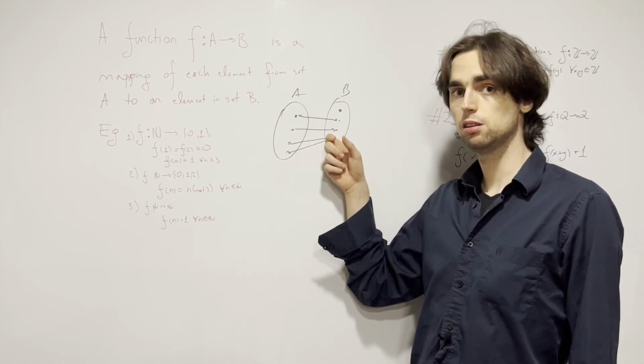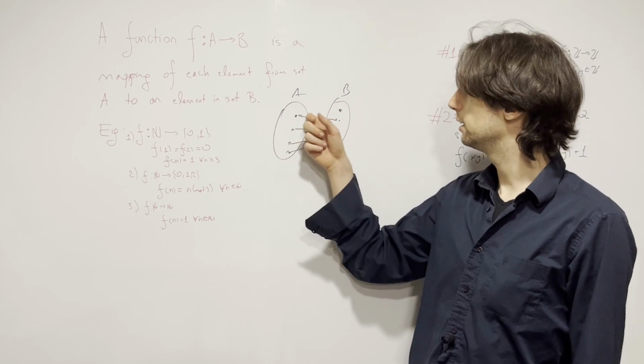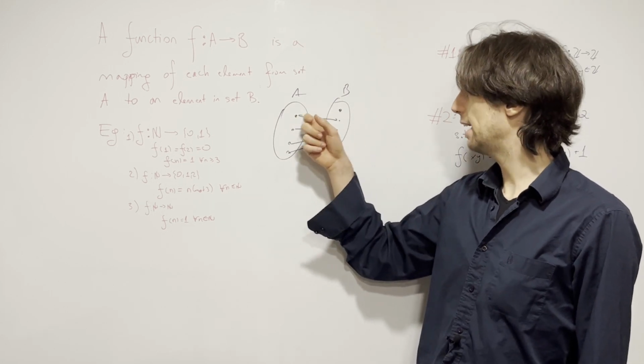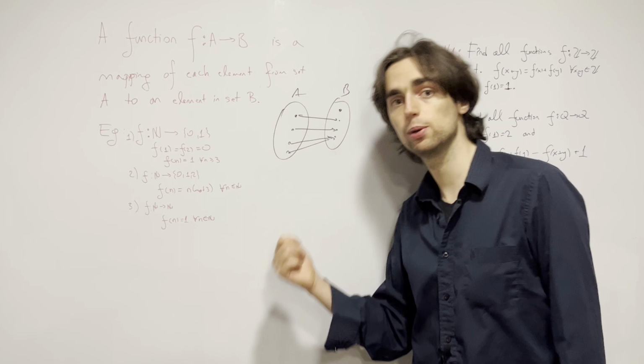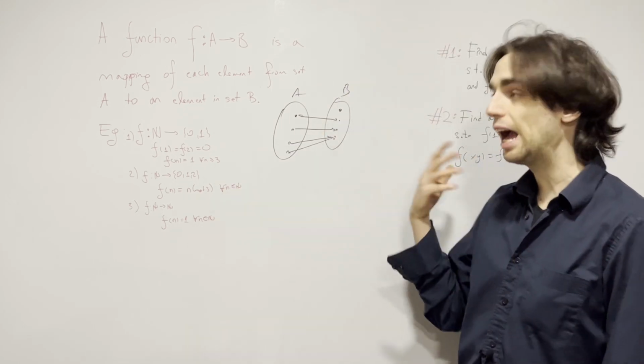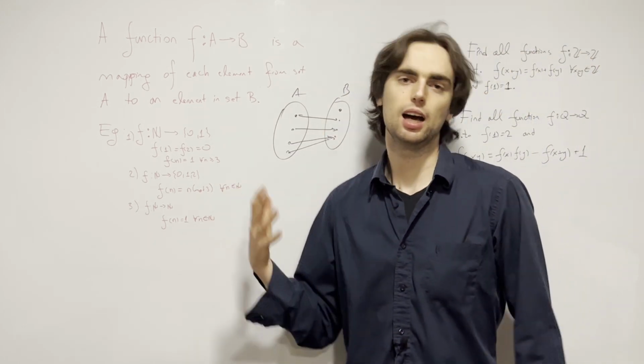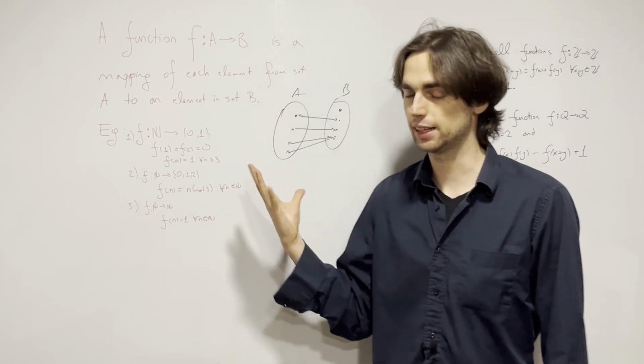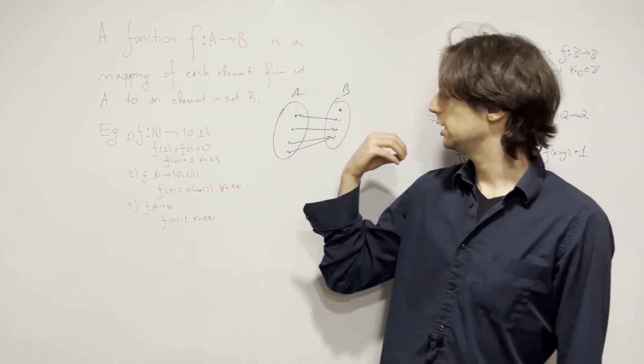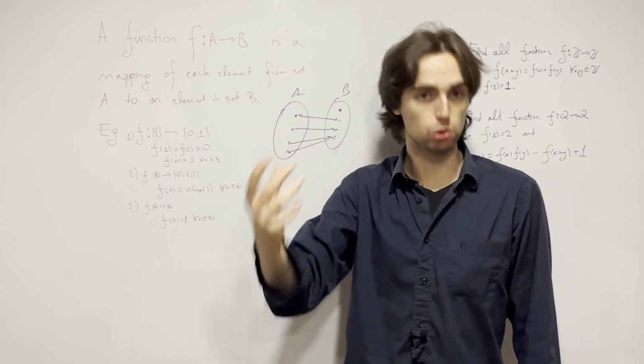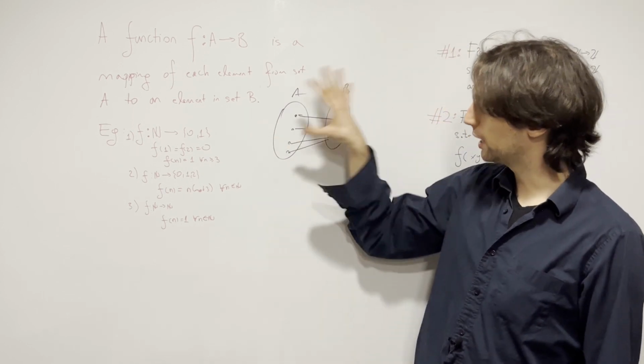Now, a function which has certain properties, for example, the property that no two elements map to the same element, has a name, and a function with the property that everything in B has something mapped to it also has a name. They have a name not because the name is important, but because these things come up in mathematics and can be useful sometimes. So that is what a function is.